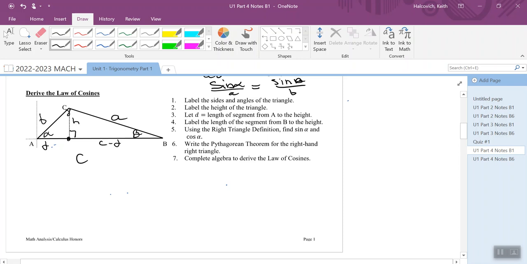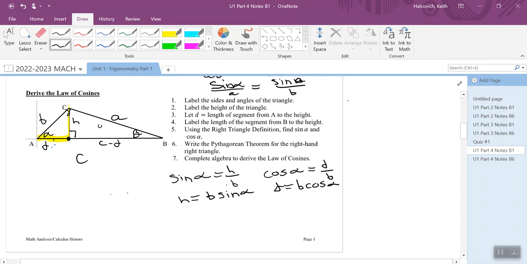So now the right triangle definition for sine alpha, we'll notice right here, sine alpha. We're going to do H over B, height over B. And then for cosine alpha, we're going to do D over B. So if we solve these here, we get H equals B sine alpha, and D equals B cosine alpha.